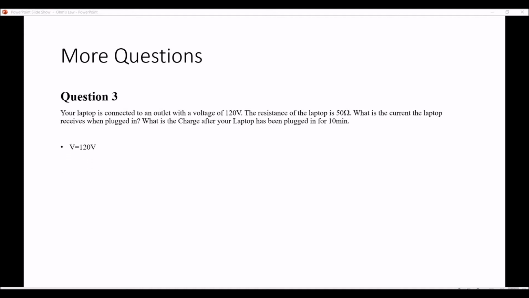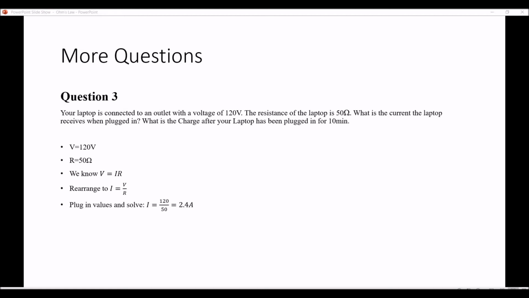So the voltage is 120 volts. The resistance is 50 ohms. And we also know the formula, V equals IR. So we're going to rearrange that, and we get I equals V over R, so we can solve for our current first. And so we plug in our values and solve. So we get 120 over 50, which is 2.4 amps.